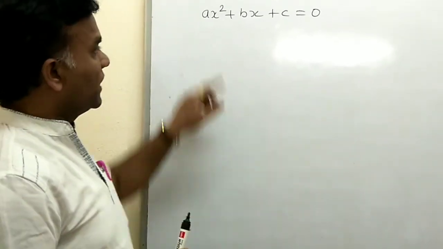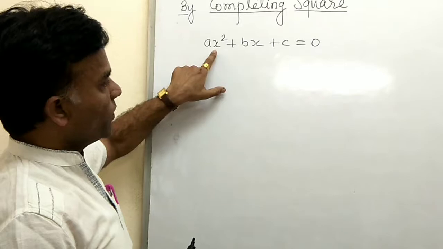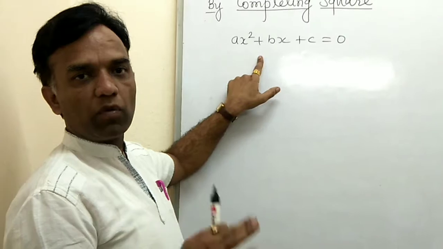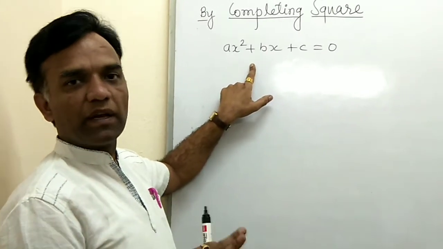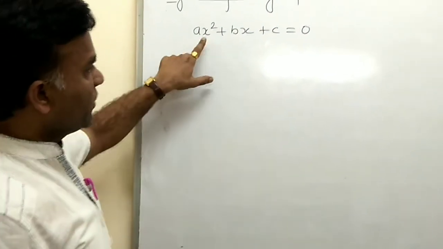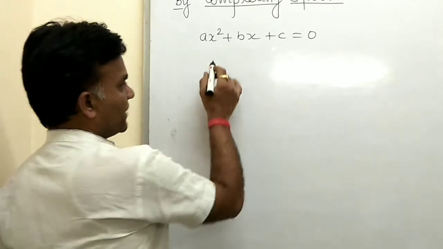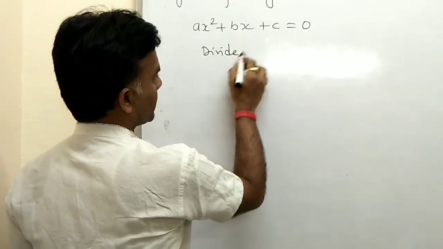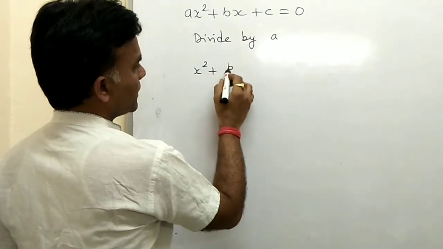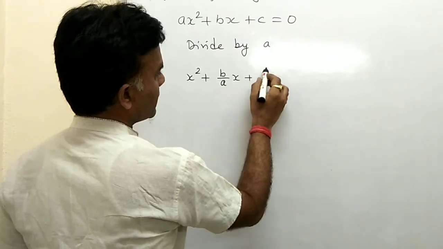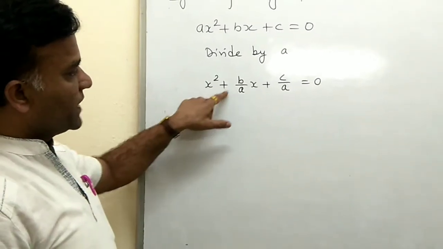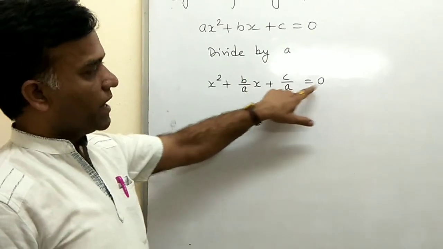So you have any quadratic equation in this form, ax square plus bx plus c equal to 0. Then the first step is always to divide by the coefficient of x square. Any value given with the x square, you first divide with it. If no value is given there, then that is not required. You divide the whole equation by the coefficient of x square, which here is a. So the first step: divide by a. Then x square plus b by a of x plus c by a equal to 0.